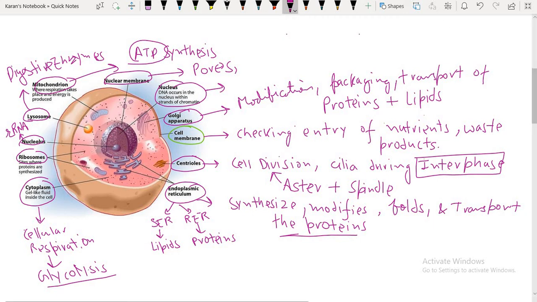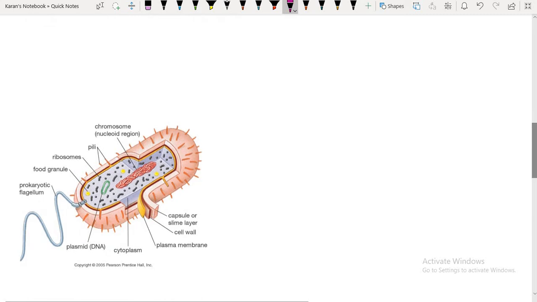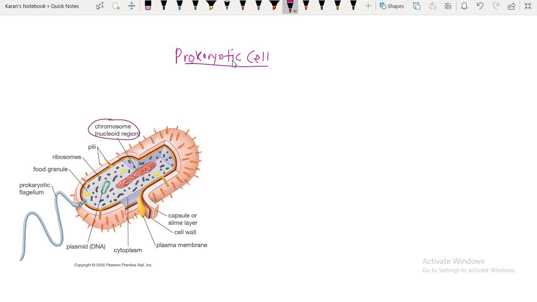But as I told you, the cell is divided into two types. One is the prokaryotic cell and the other one is the eukaryotic cell. So let us understand something about the prokaryotic cell. Here you can see the structure of a prokaryotic cell, and first of all you can see the chromosome, which is in the nucleoid region. This one is important. We use the term nucleoid here because the nucleus is not proper, or you can say this region is basically irregular.